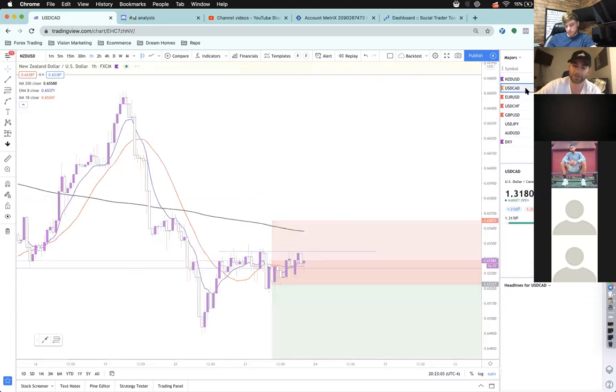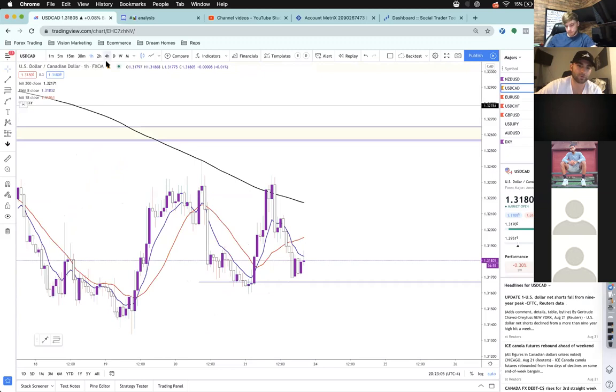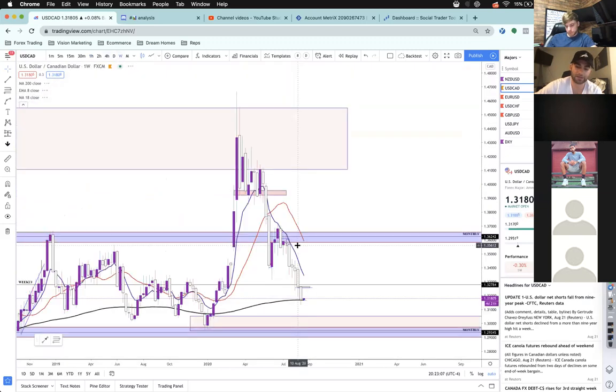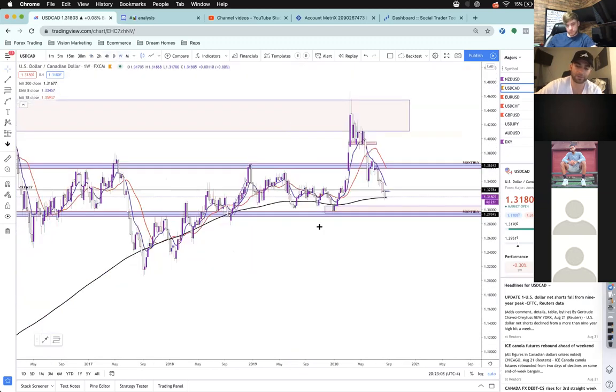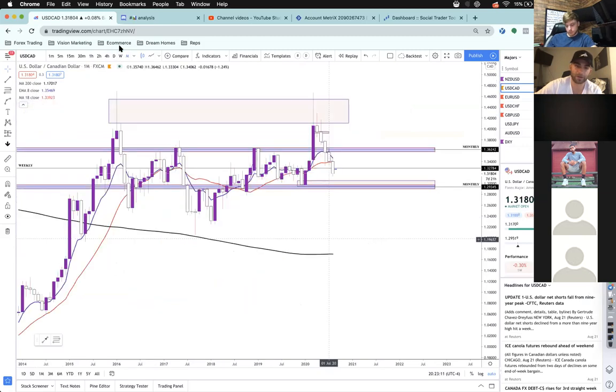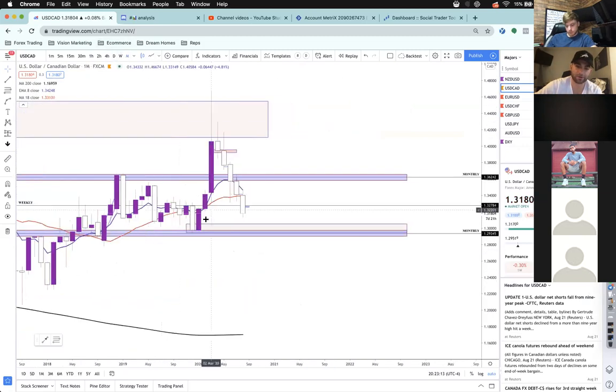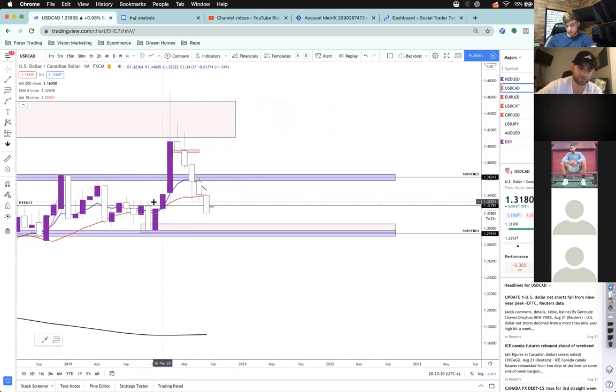This is one trade that we got out. Let's go over to UCAD once again. Let's start all the way up on the monthly. So monthly time frame, overall we were just in this bullish push to the upside. Now we're pulling back. We're just below this weekly level right now. Moving averages still blue over red right now.